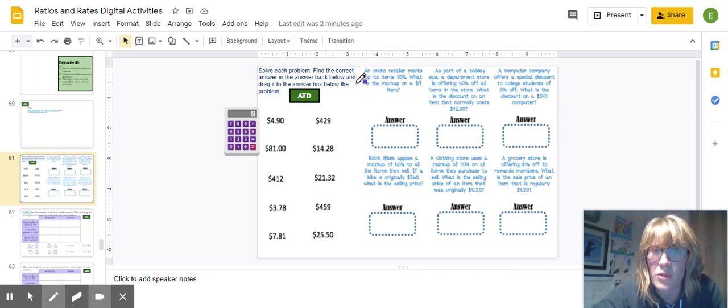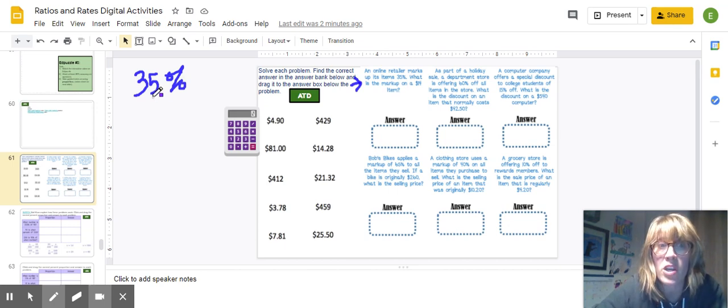So in this first one here, we have an online retailer, and they mark up their items 35%. Our question is, we want to know what is the markup on a specific item that happens to be $14. Okay. So what we're going to do is say, okay, we have some information. We know that they mark up their items by 35%. Seems like a lot, but probably pretty realistic. And we want to know what is the specific markup then on an item that is $14.